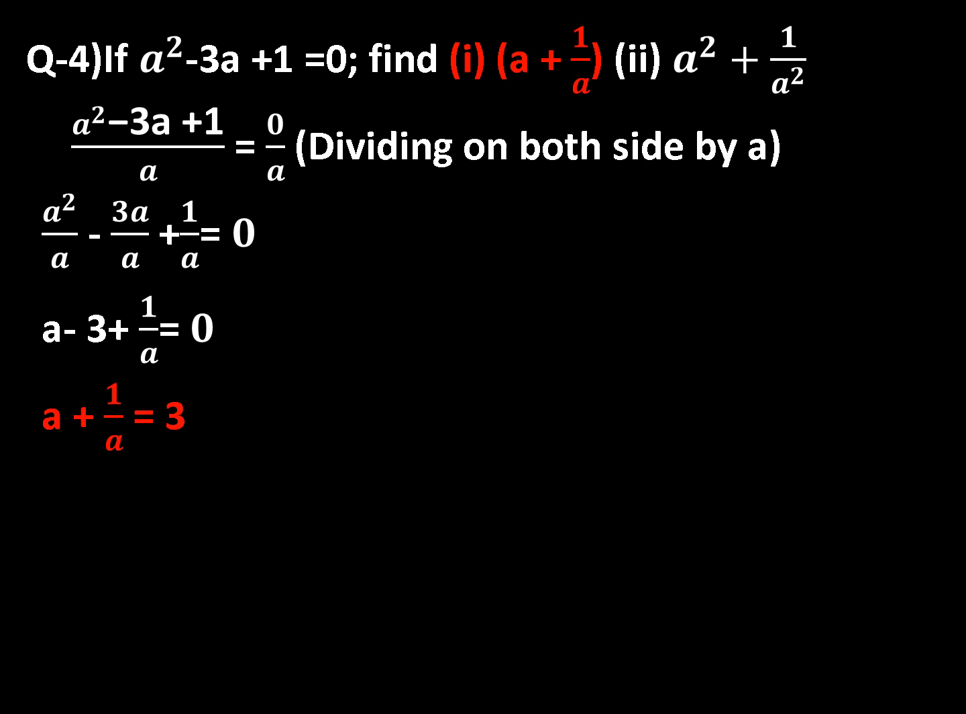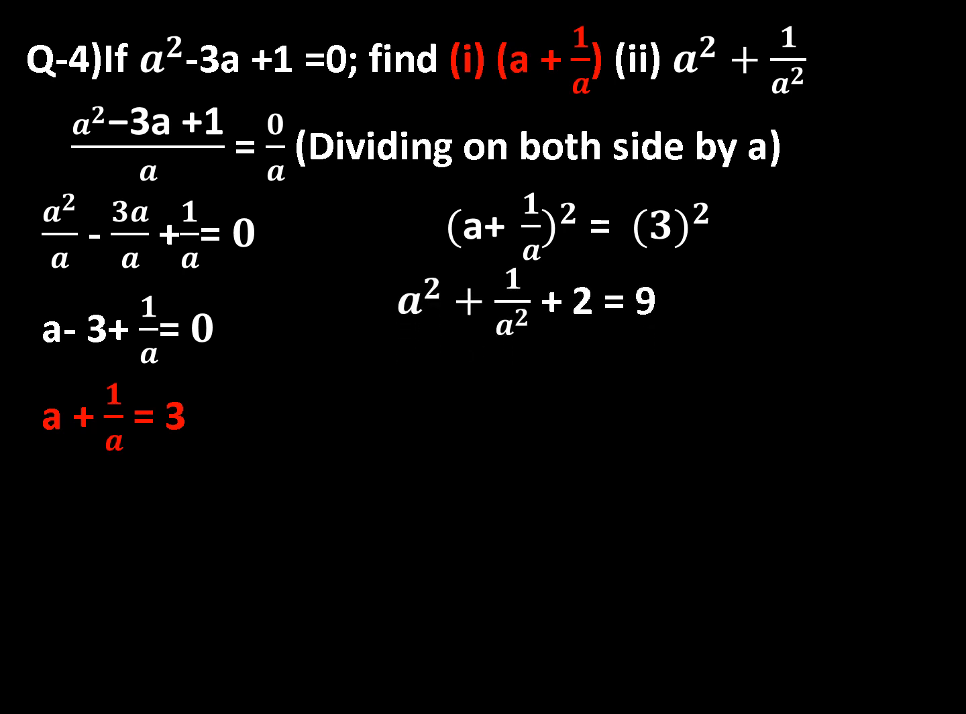Now, if we want to find a square plus 1 upon a square, we will have to square this on both sides. That is a plus 1 upon a whole square equal to 3 square. That will give us a square plus 1 upon a square plus 2 equal to 9. That will give us a square plus 1 upon a square is 7. This is how we can find the value.